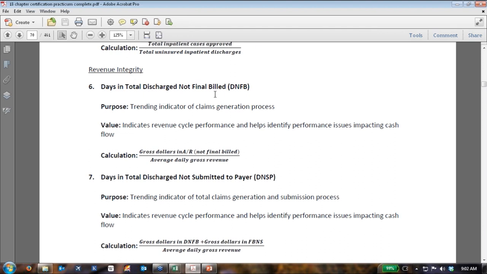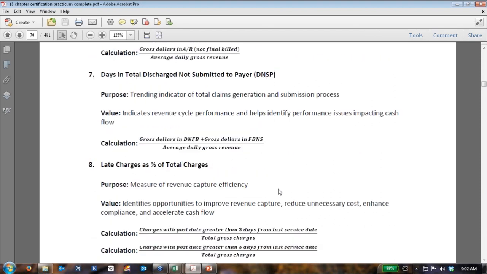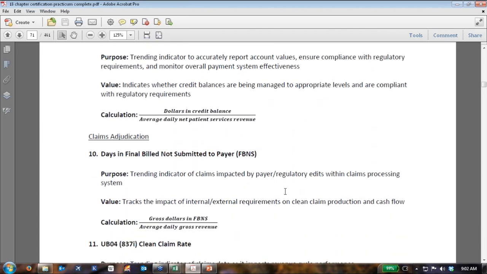That's the first part of number 7. It's the patients that have been discharged and where a final bill hasn't been cut. In other words, the doctor is still documenting, coding is still coding, etc. And then the second component that still needs to occur is this one right here: days in final bill not submitted to payer. That's where a final bill has been cut. The computer system thinks the bill has been billed, the account has been billed, but not necessarily so because it hasn't gone to the payer. So that's what this statistic, this ratio, this MAP key number 10 is trying to capture.